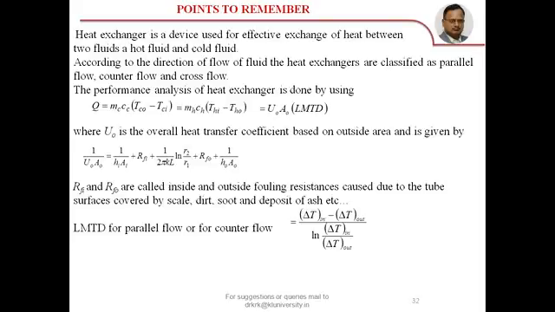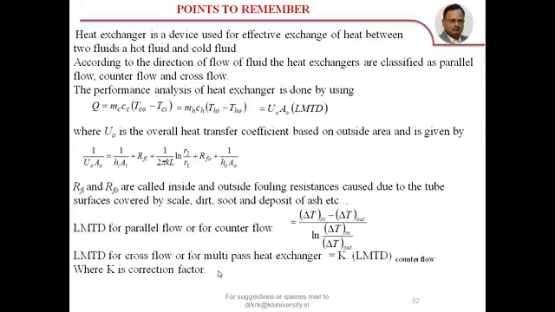You can identify the delta T inlet and delta T outlet only if you draw the figure, length of the heat exchanger versus temperature. In case of cross flow or multi-pass heat exchangers, the LMTD equation is LMTD equal to correction factor into LMTD counter flow, where the correction factor we can obtain from different figures or graphs depicted in the data books.